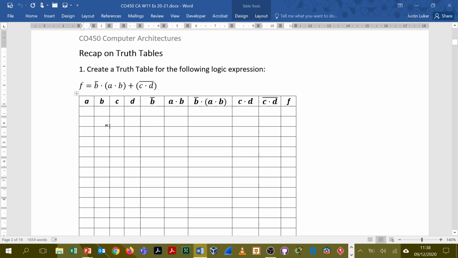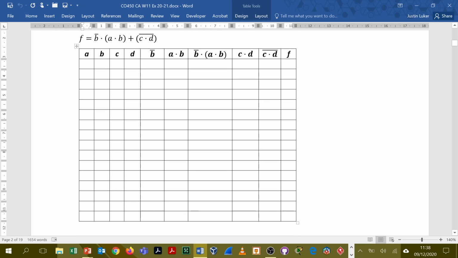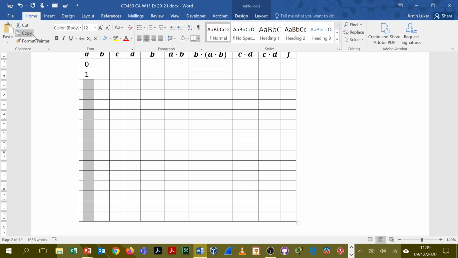First of all, we need to put in our combinations of the 4 inputs. With 4 inputs, don't forget we've got 16 rows, 16 different combinations, and we just use our pattern of bits. So a 0, 1 pattern for the A input, which we can just copy and repeat all the way down for the 16 rows. If I can get Word to behave itself. So let's just put those in first.